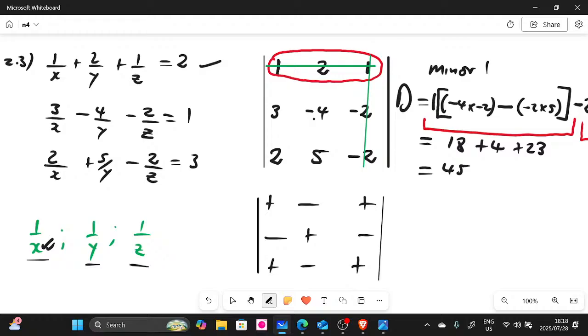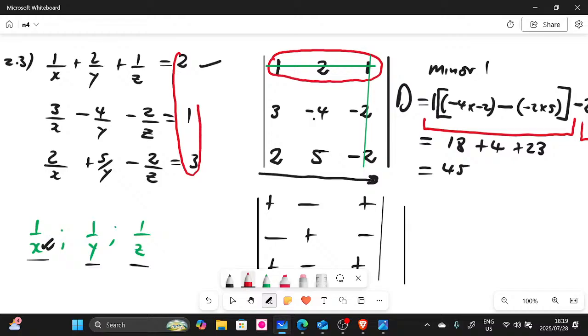When you find x, you need to recreate your matrices again. Remember, we recreated this one here, right? So when we recreate our matrix, guys, we need to do the following. You see this constant here? The answers or the constant, you must substitute them into the column that belongs to x.